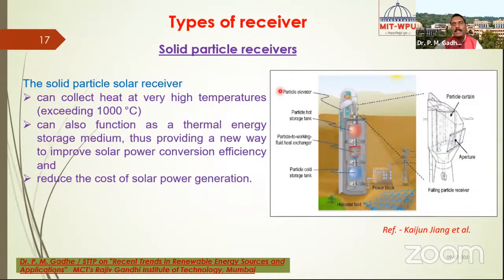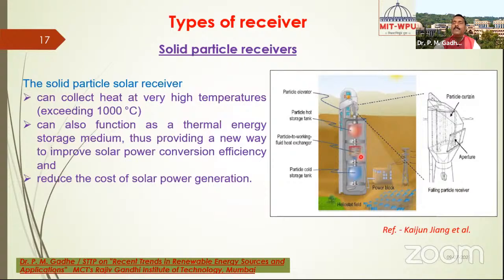The solid particle receiver is also called the falling solid particle receiver, because the particles fall and get heated. You can see this is the cavity receiver, and this is the aperture open to the radiation that is coming in. So that radiation will fall on these particles, and the particles will get heated. And these particles, after getting heated, then fall into a storage tank above, and from the storage tank they go into the heat exchanger.